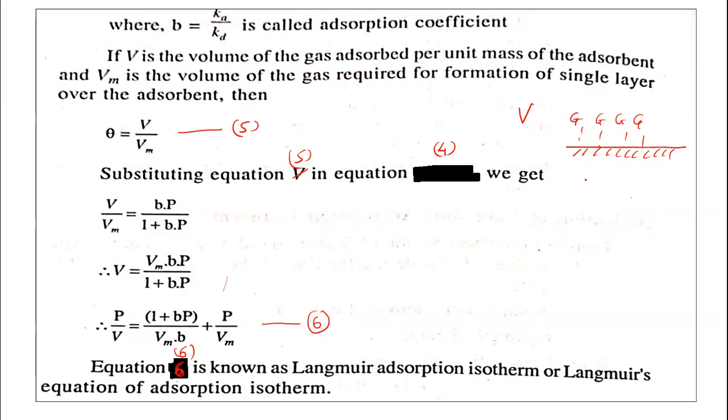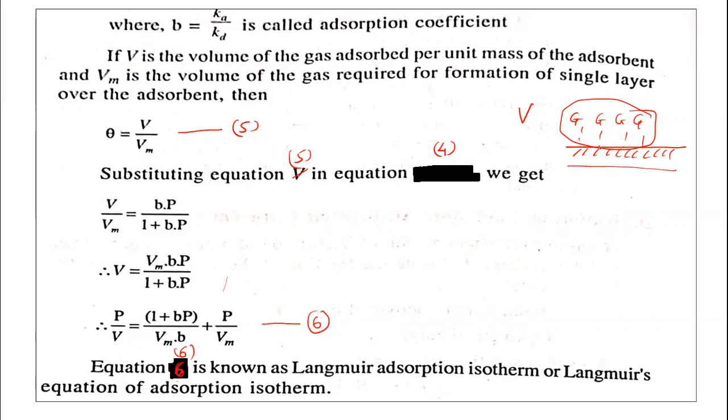So try to understand the difference between V and Vm. Vm is the volume of the gas required for the formation of the single layer, and V is the volume of the gas adsorbed. Vm is the total volume of the gas required for the formation of the single layer on the surface of the adsorbent. So what is theta?